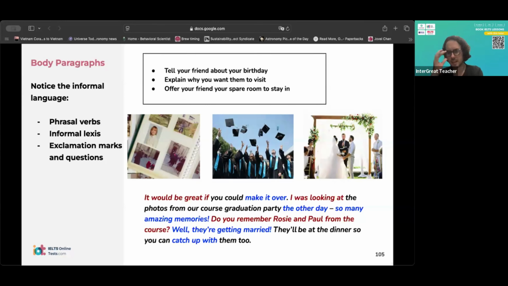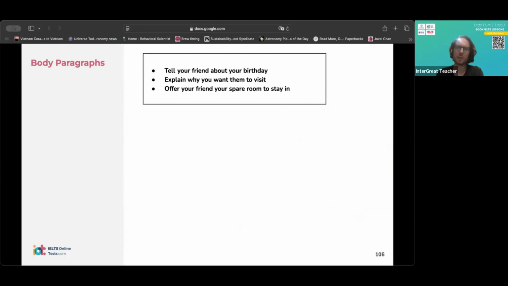And so far, we can see that the paragraphs are quite short. In this case, we have four sentences. However, this is probably the main part of the letter. The main bullet point is that you're going to be explaining, right? Maybe the next one might be a bit shorter.